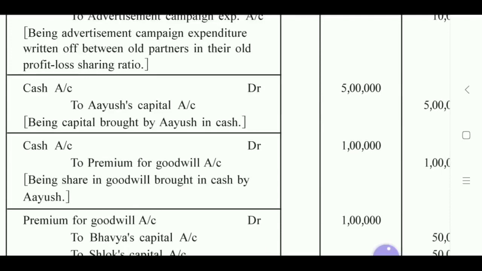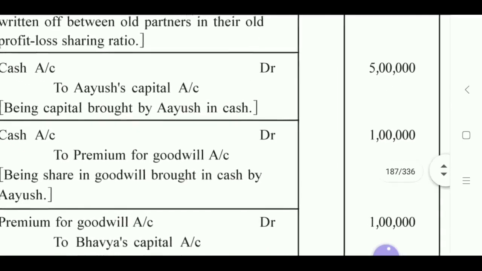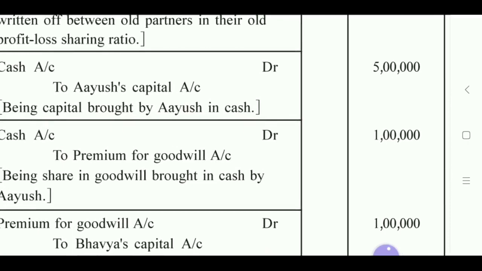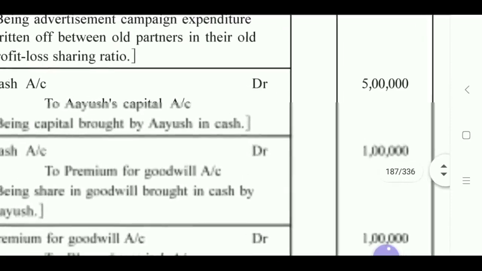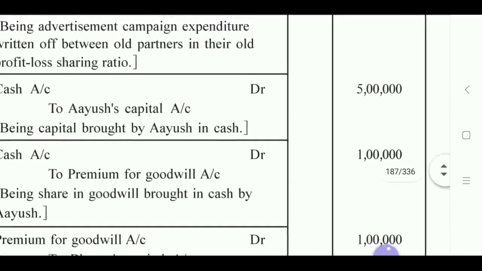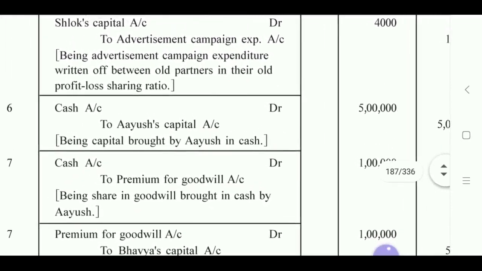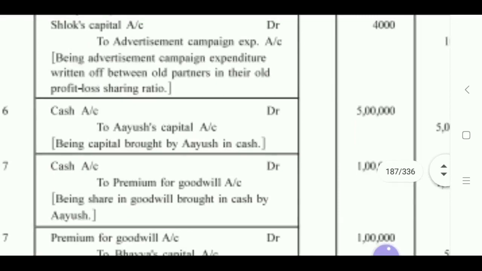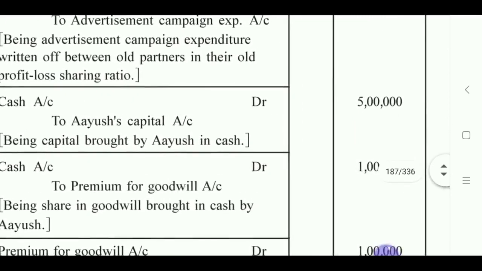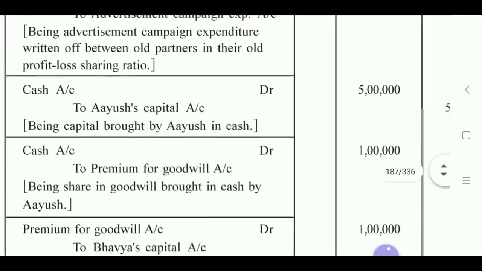The new partner has brought the premium for goodwill in cash. So this is the journal entry that you write when the new partner brings the premium for goodwill in cash. And this journal entry is regarding the amount of capital. So 5 lakh for capital and 1 lakh for goodwill.